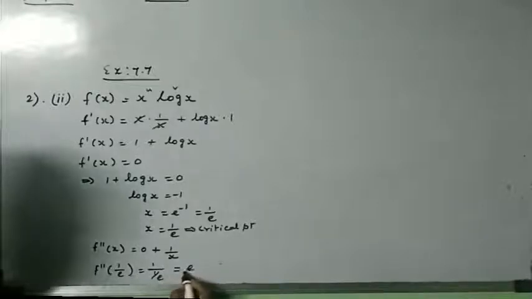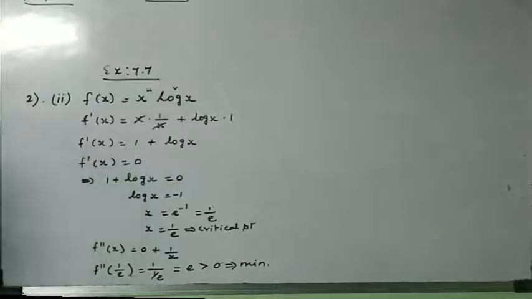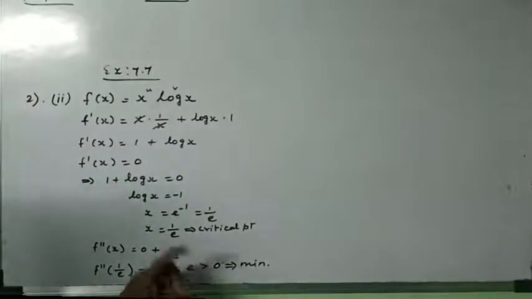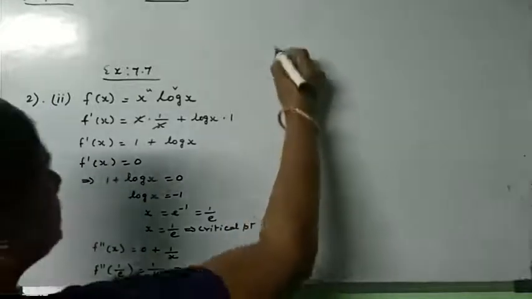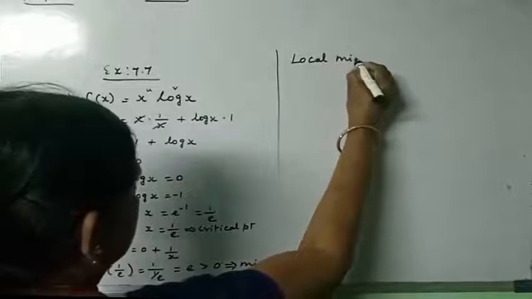So அந்த e இங்கிறது பாசிட்டிவ்ல இருக்கு, so greater than 0. Therefore it attains its minimum. Minimum value attain பண்ணுது அப்படின்னு எடுத்துக்கலாம். So minimum value reach பண்ணுது. Now we want to find the minimum value. So local minimum value.